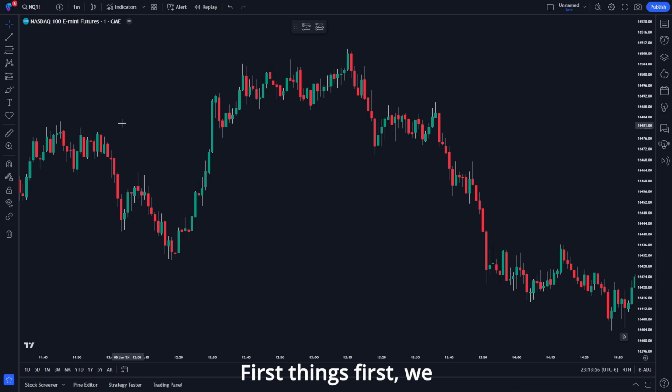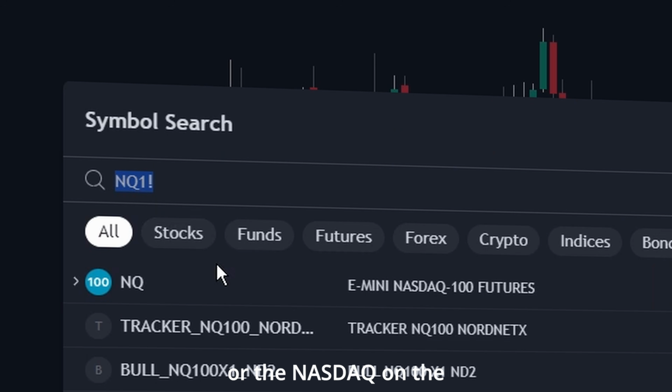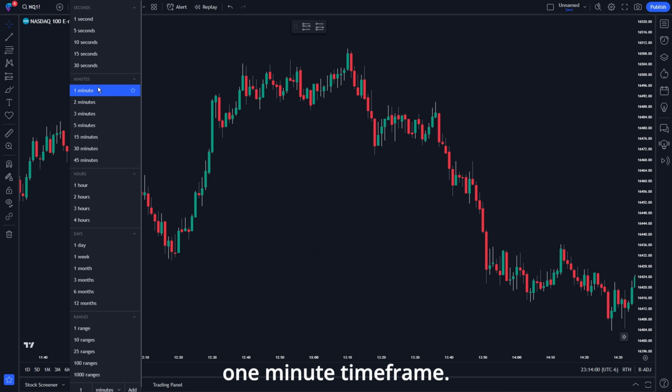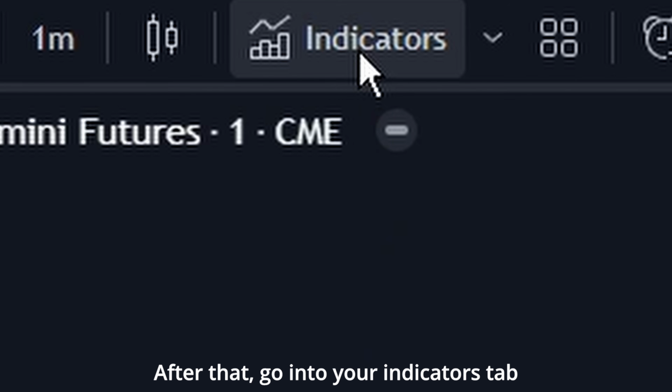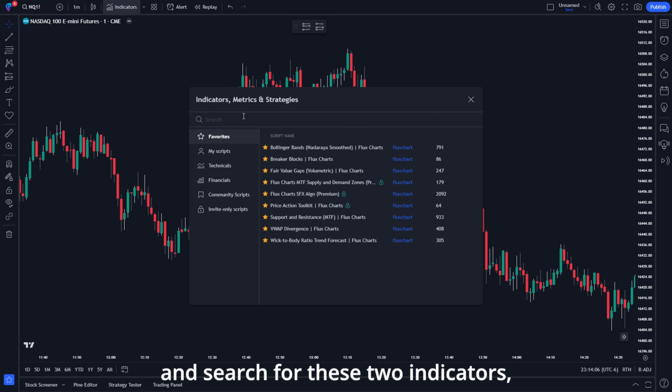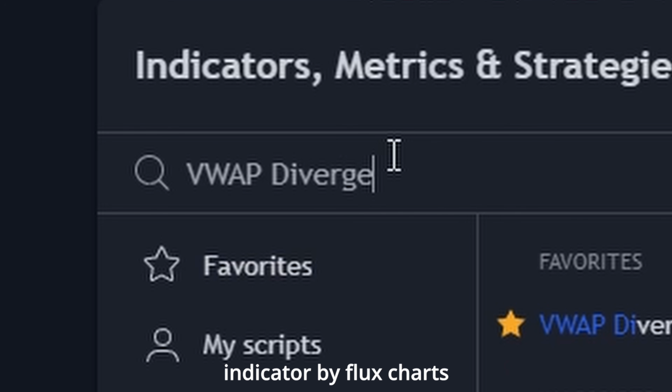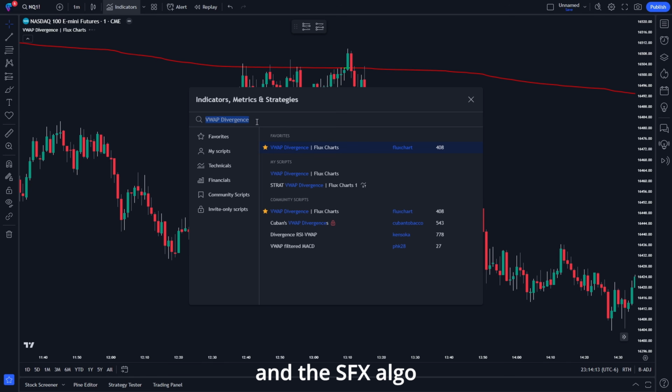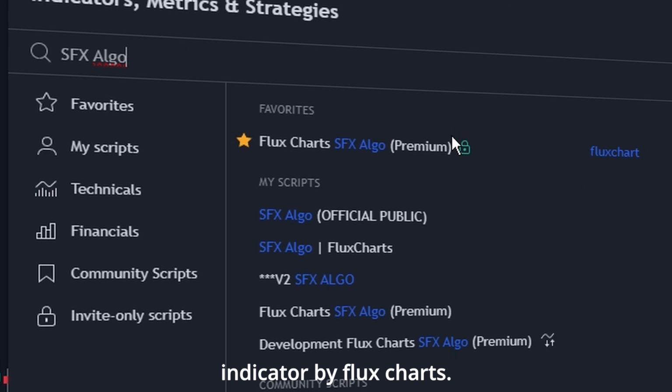First things first, we want to make sure we're on NQ or the NASDAQ on the 1 minute time frame. After that, go into your indicators tab and search for these two indicators: the VWAP divergence indicator by Flux Charts and the SFX algo indicator by Flux Charts.